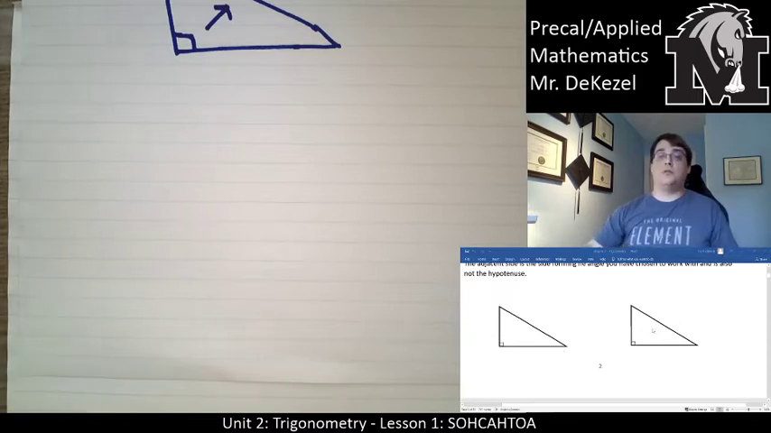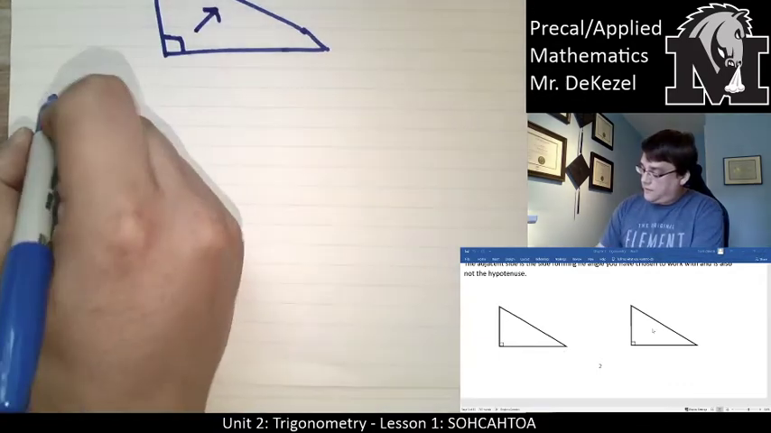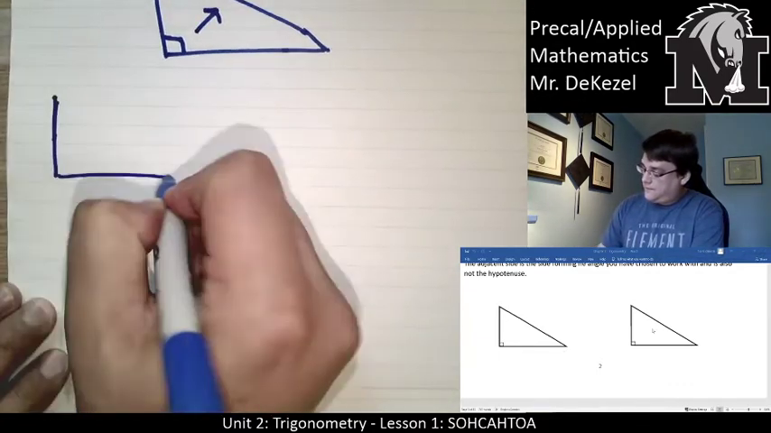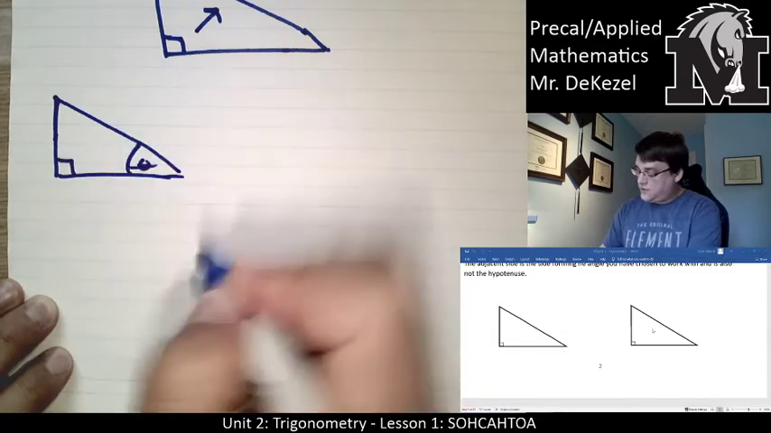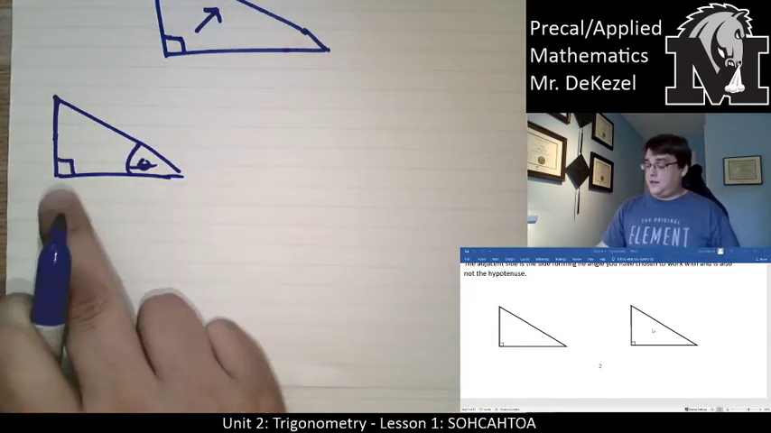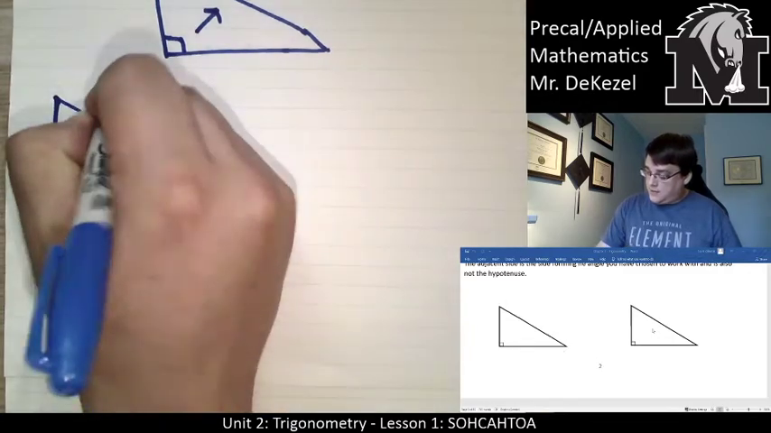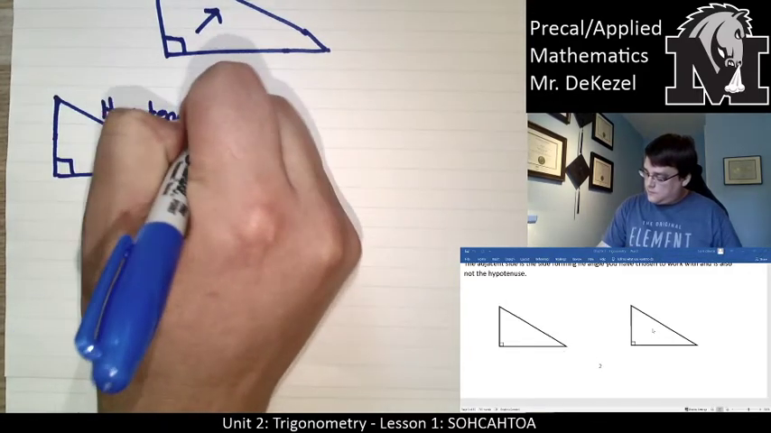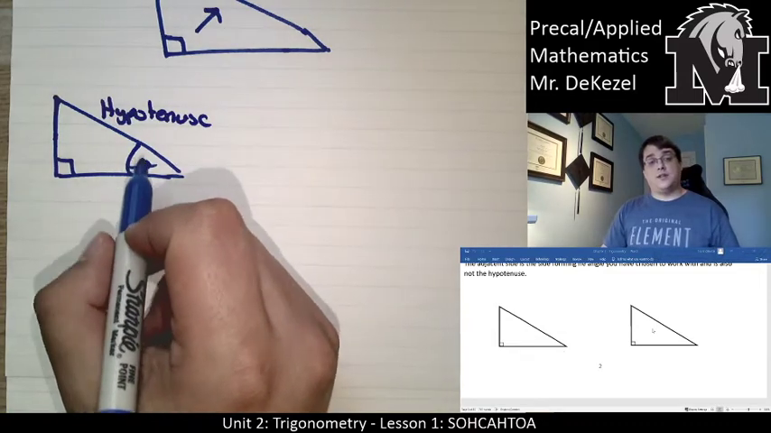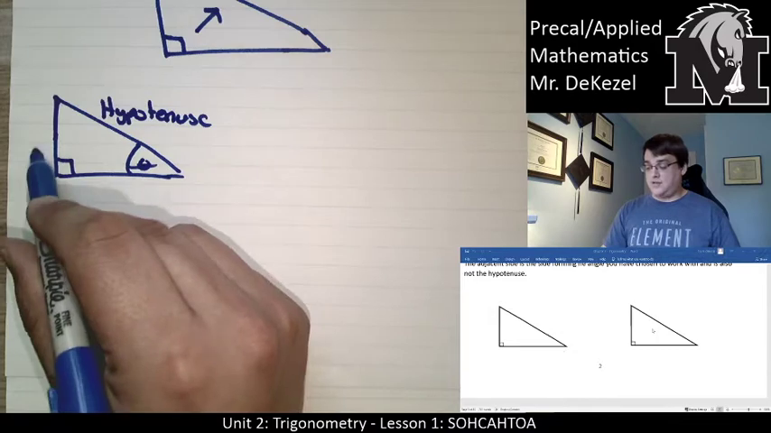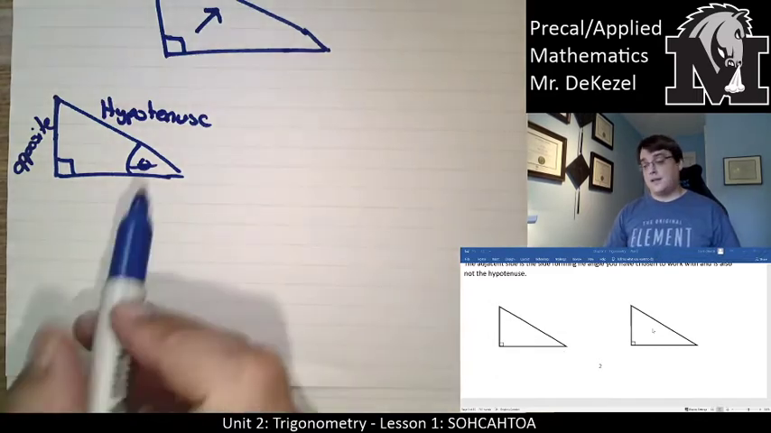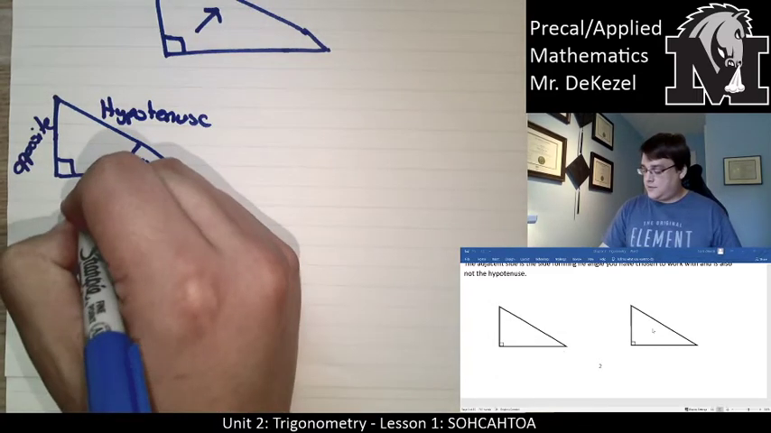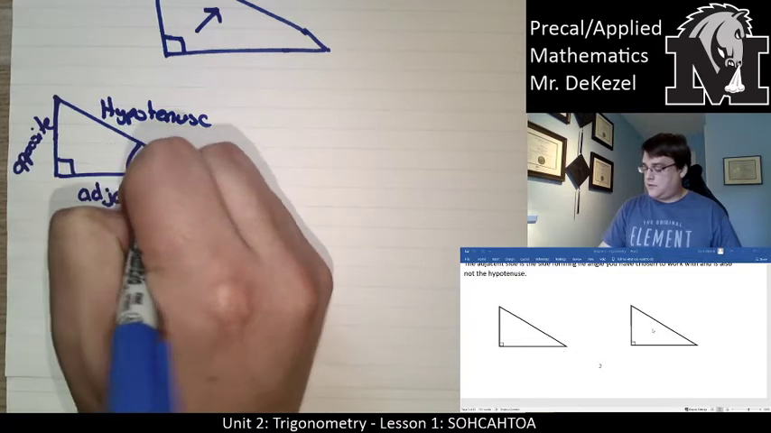I'll label these two triangles according to that logic. So, we have a right angle triangle. And we're going to say that this is our angle of interest over here. This is theta. The side that's across from the right angle is always the hypotenuse. The side that is opposite the angle of interest, so across from the angle of interest, is going to be known as the opposite. And the side that's touching the angle, but not the hypotenuse, is the adjacent side.